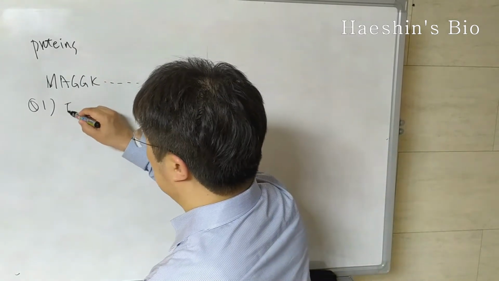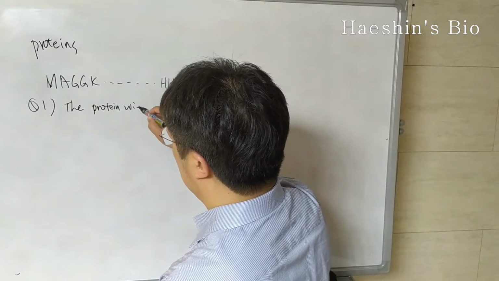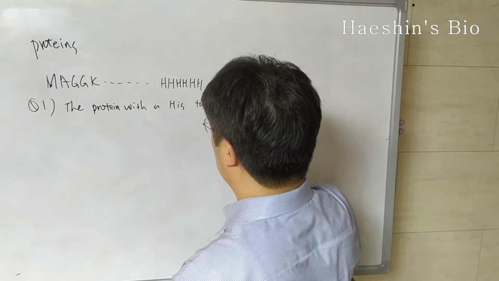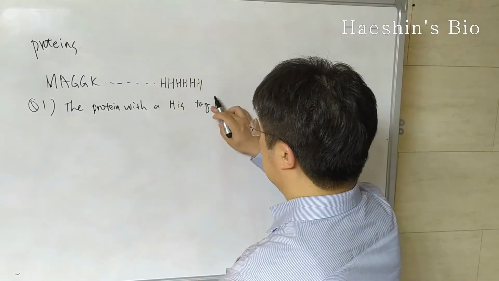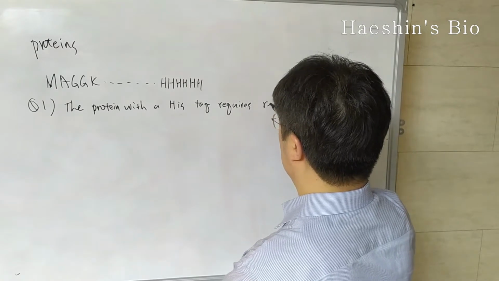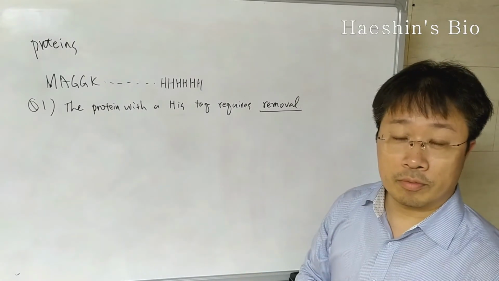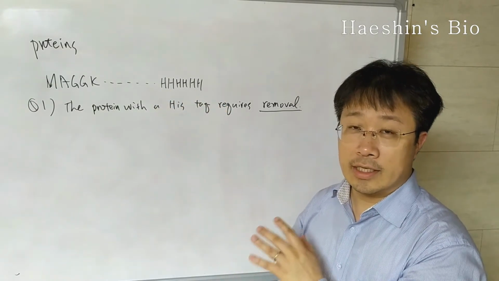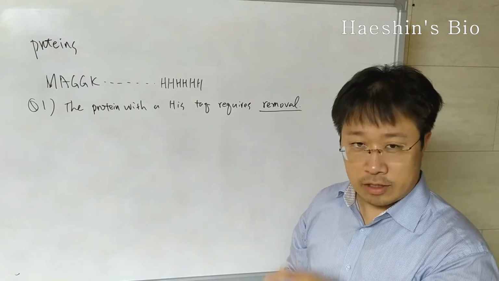the protein with a histidine tag, right? This is a histidine tag. Requires removal. So that means it has to be removed at a certain point because it is not a native structure. It's not a native sequence of amino acids. So anyway, at some point you have to remove it.